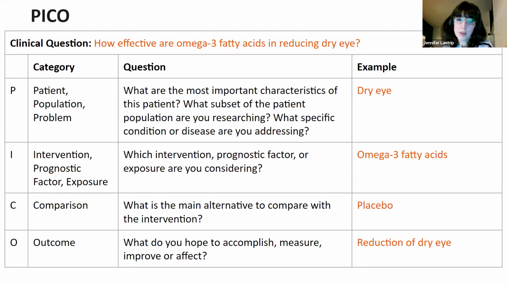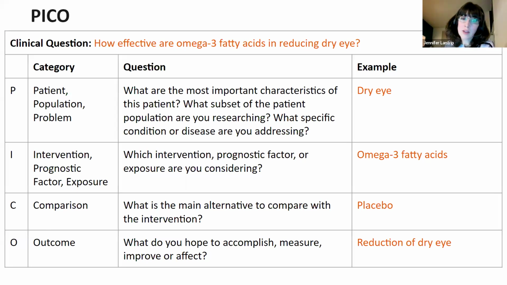The second example for the topic is the over-the-counter treatment for dry eye. And after doing some initial reading about over-the-counter treatment for dry eye in our background sources, which I'll show you how to do, we find that omega-3 fatty acids are one over-the-counter treatment. So our clinical or research question becomes, how effective are omega-3 fatty acids in reducing dry eye? So our P or problem is dry eye. Our I or intervention is omega-3 fatty acids.